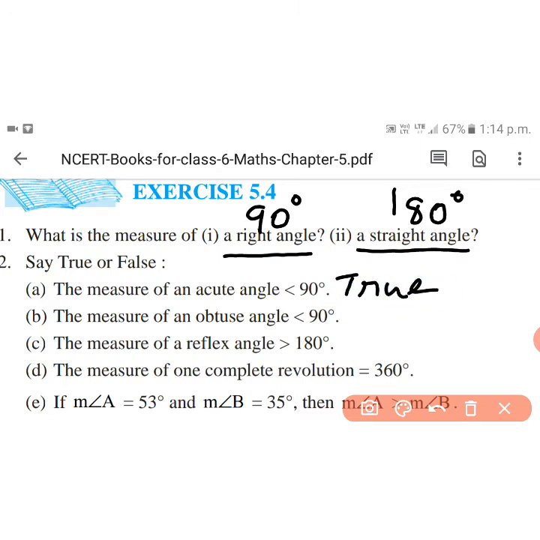B part. The measure of an obtuse angle is less than 90 degree. So the statement is false because the measure of an obtuse angle is greater than 90 degree. C part. The measure of a reflex angle is greater than 180 degree. So this is true. D part. The measure of one complete revolution is equal to 360 degree. So the statement is true.